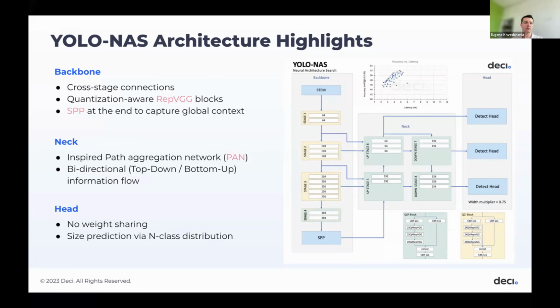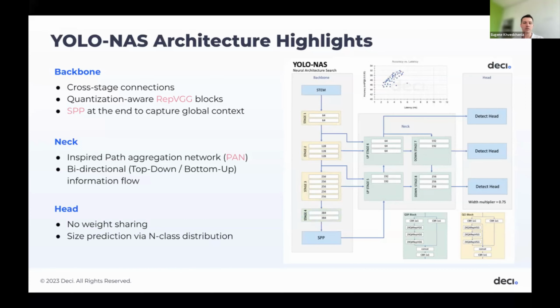The backbone is using cross-stage connections like a CSP ResNet or CSP DarkNet. We are using quantization of our RepGD blocks, which is a combination of 3x3 plus 1x1 convolution, which allows efficient fusing at the inference time, which also helps with the inference speed. And we use spatial pyramid pooling at the end of the backbone to capture the global context.